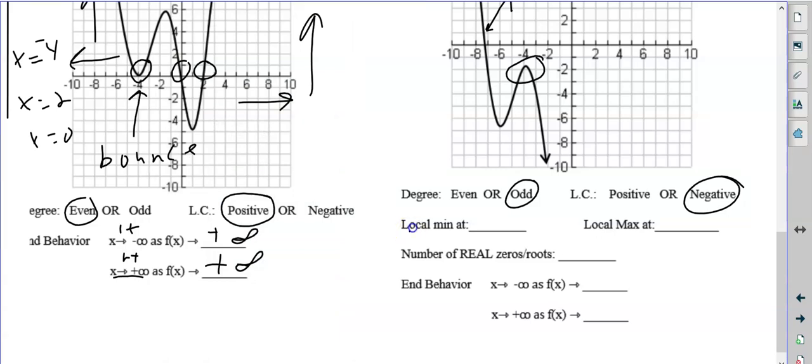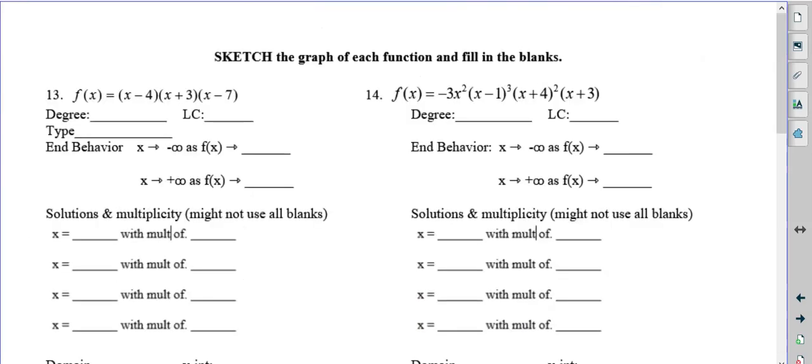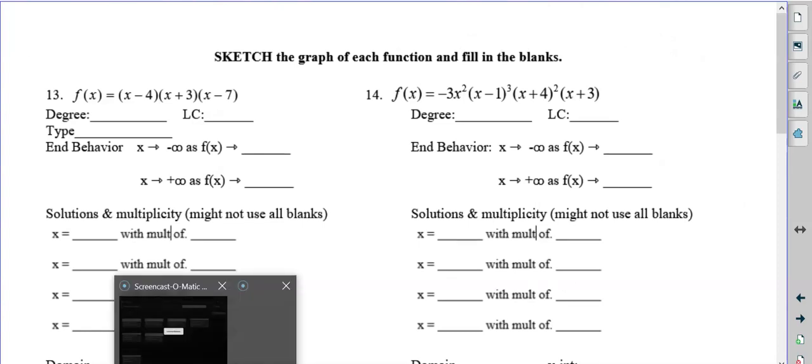Remember, we're not dealing with the local minimums and maximums. Okay? Number of real zeros. That's this one right here. That's actually hitting the x-intercept. That's 1. Now, as it's going left, it's going up. So left, up, towards positive infinity. As it's going right, it's going down, towards negative infinity. That's it. All right.